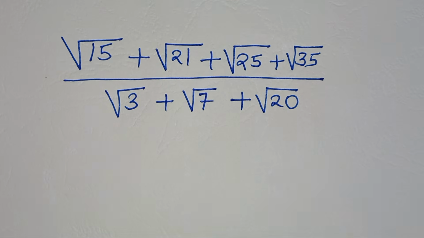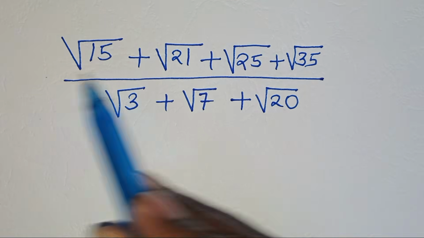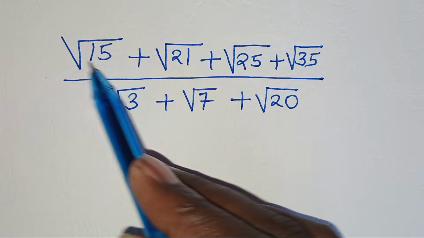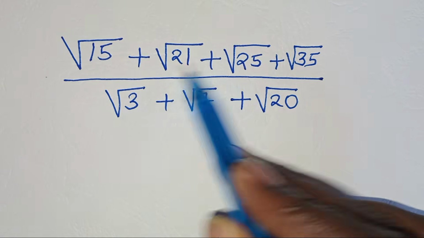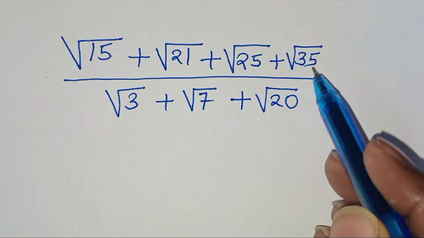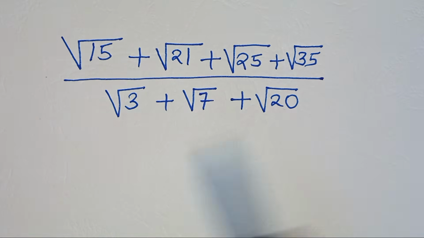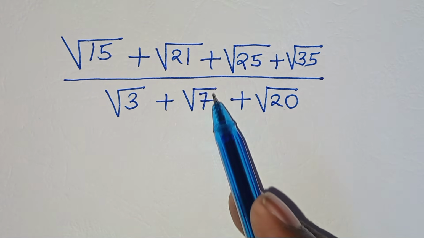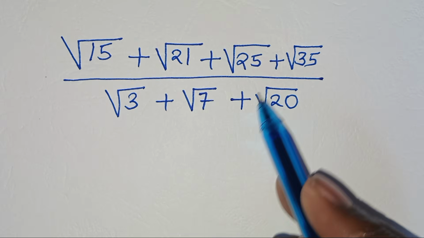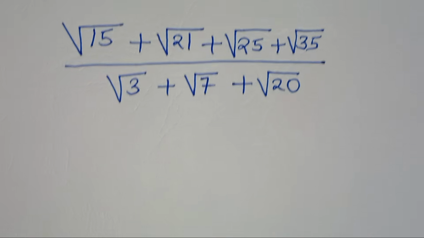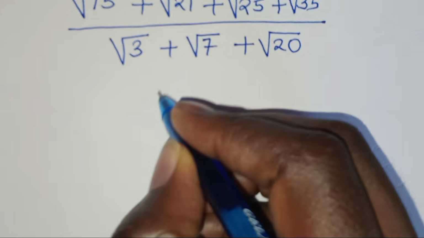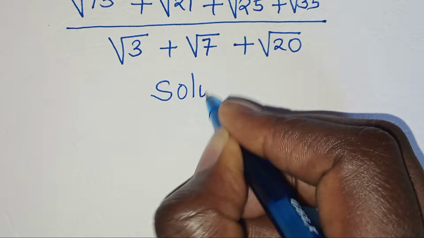Hello everyone, you're welcome to simplify this square root math problem, which is the square root of 15 plus square root of 21 plus square root of 25 plus square root of 35 divided by square root of 3 plus square root of 7 plus square root of 20. So in this case, let's provide a solution here.